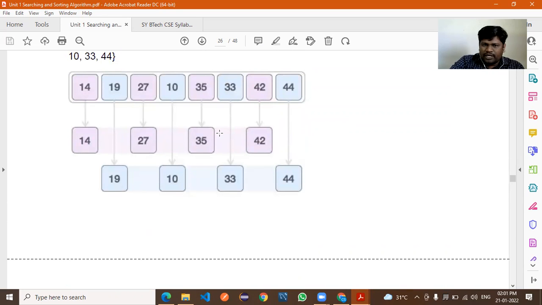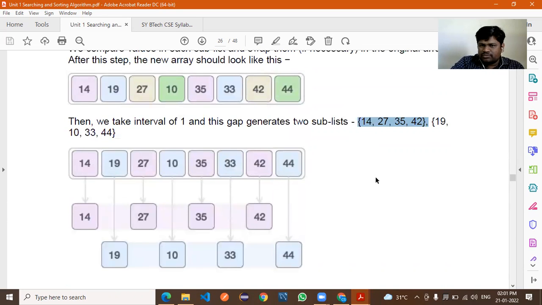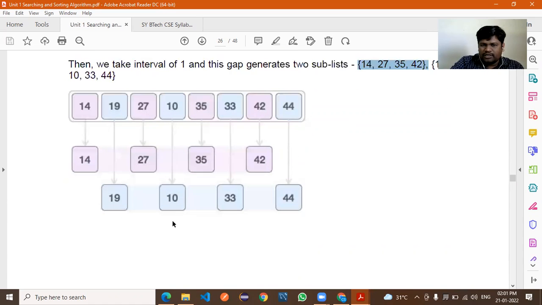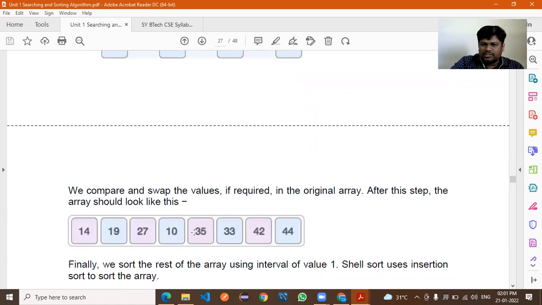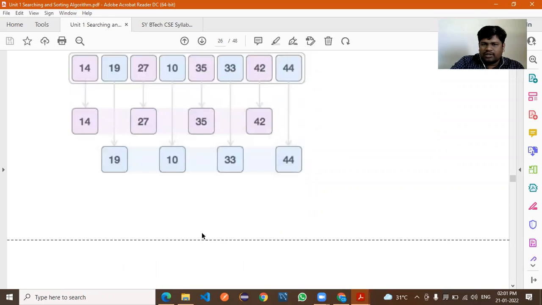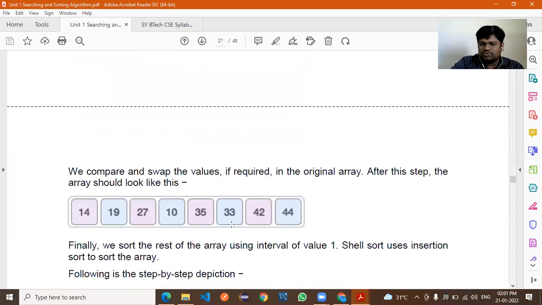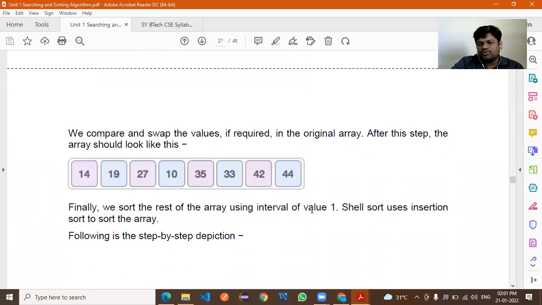After that, next 10 is compared with 35. Now who is the smallest? 10. So that will remain as it is. After that, 35. Now here, 33 is compared with 42. So who is the smallest? 33. 42 will remain as it is, and 44 will be considered as it is.